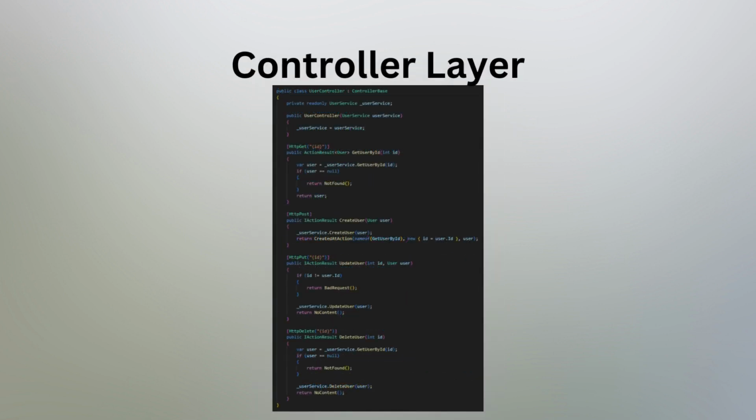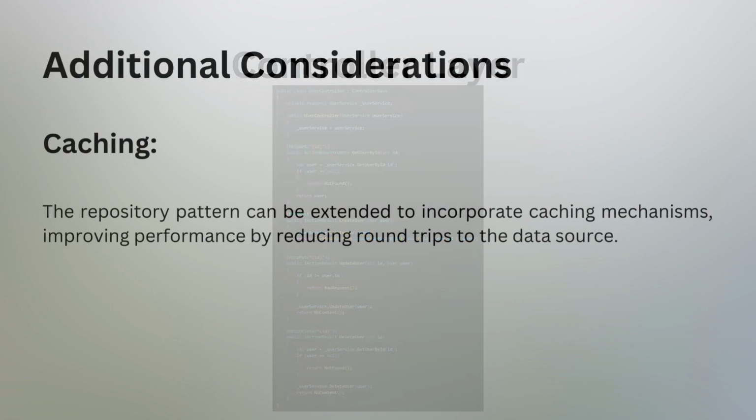Controller layer. The controller layer is responsible for handling incoming requests, processing input, and producing responses. It acts as the interface between the users or external systems and the application's core functionality. Controllers utilize the service layer to perform the necessary operations based on the incoming requests. They receive data from the client, validate it, invoke the corresponding service methods, and return the appropriate response.